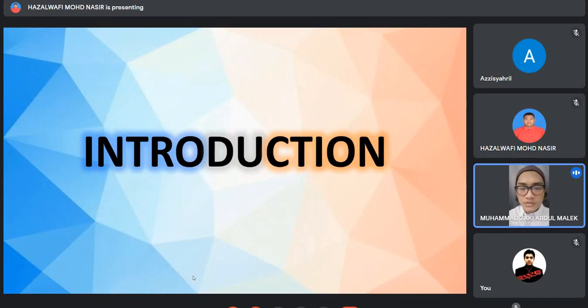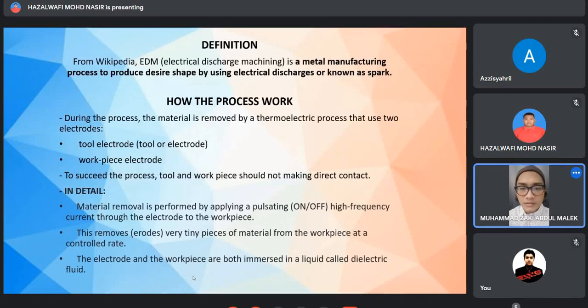Okay, for the introduction, I will present. So the definition of EDM. From Wikipedia, EDM, which is electrical discharge machining, is a metal manufacturing process to produce desired shape by using electrical discharge, or known as spark.